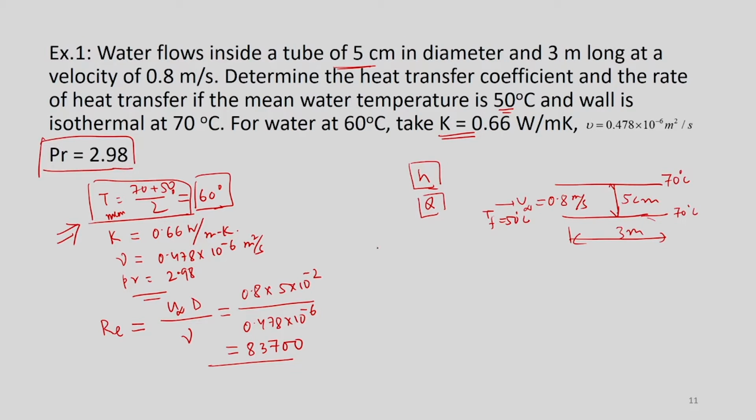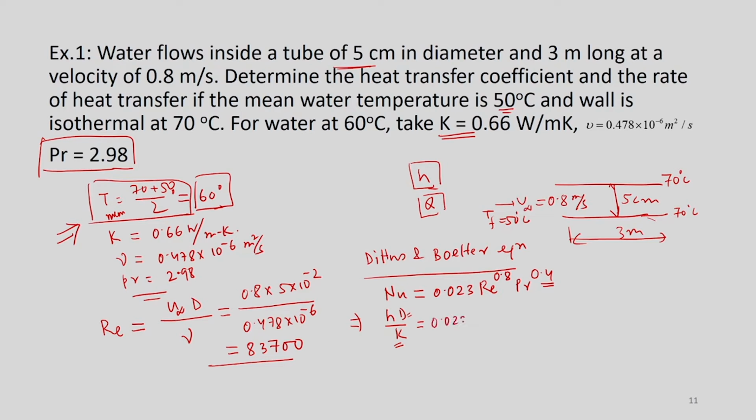So, we can use this expression or correlation. As I said, that is the Dittus-Boelter equation. So, this is something like Nusselt number is equal to 0.023 Reynolds number to the power of 0.8, then Prandtl number to the power of 0.4. The condition we have described before is applied here, and this Nusselt number is nothing but h d by k. h is the heat transfer coefficient, d is the diameter of the tube, and k is the thermal conductivity.